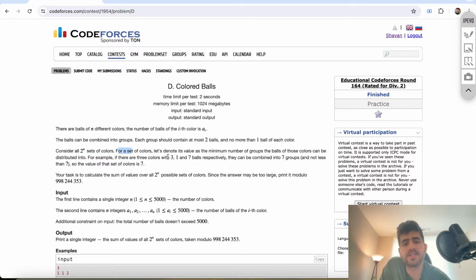For a set of colors, let's denote its value as the minimum number of groups the balls of those colors can be distributed into. For example, if there are 3 colors with 3, 1, and 7 balls respectively, they can be combined into 7 groups and not less than 7. So the value of that set of colors is 7. Your task is to calculate the sum of values over all 2 to the power of n possible sets of colors. Since the answer may be too large, print it modulo.